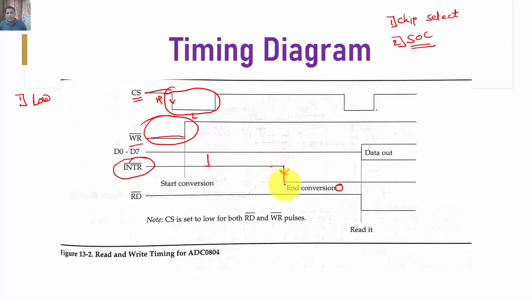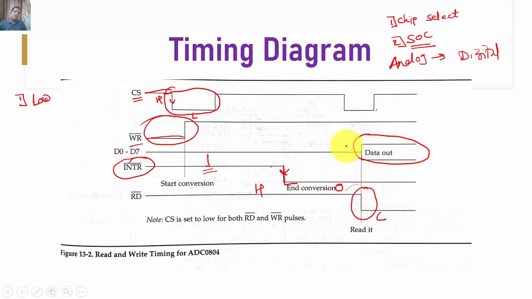What does it indicate? The moment the status changes from 1 to 0, whatever analog input quantity is there has been completely converted into digital format. And now to read the data, I issue the RD bar signal, a high to low pulse, and after issuing the RD bar signal, the data is copied onto the data lines. In this way, this entire ADC works. The ADC 0804 interfacing is done with the 8051 microcontroller, right?